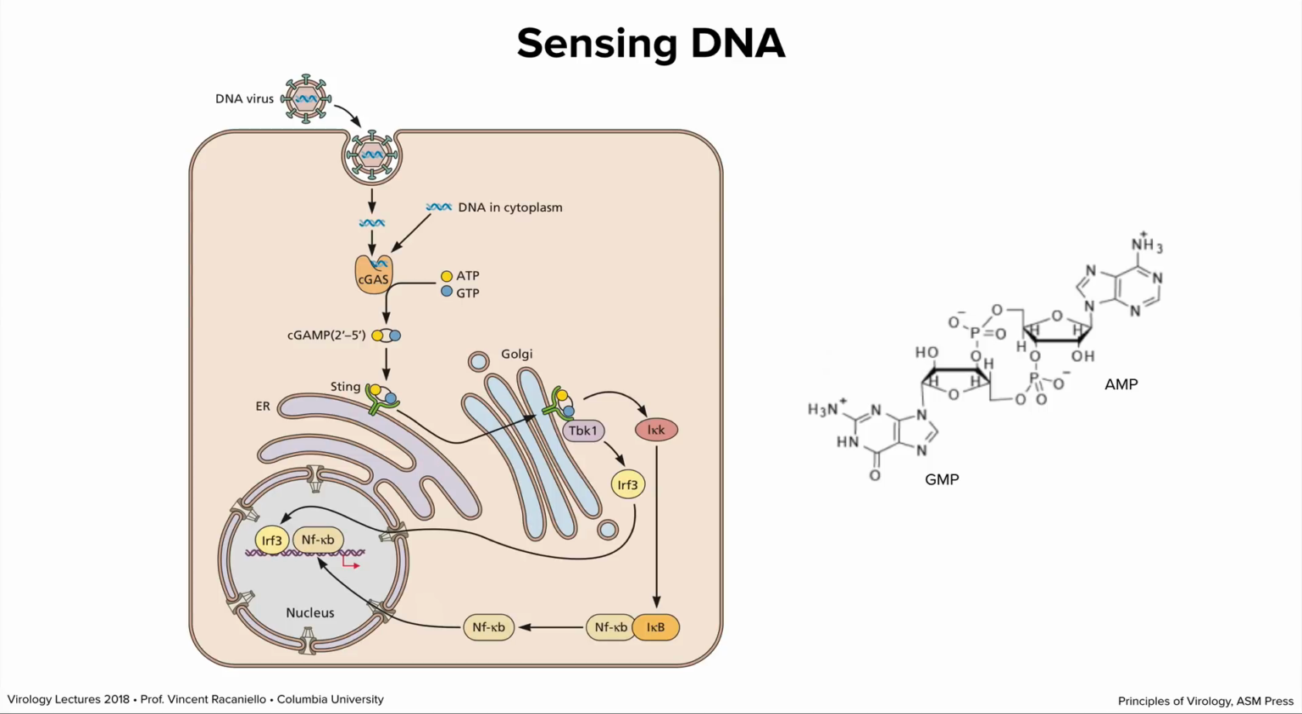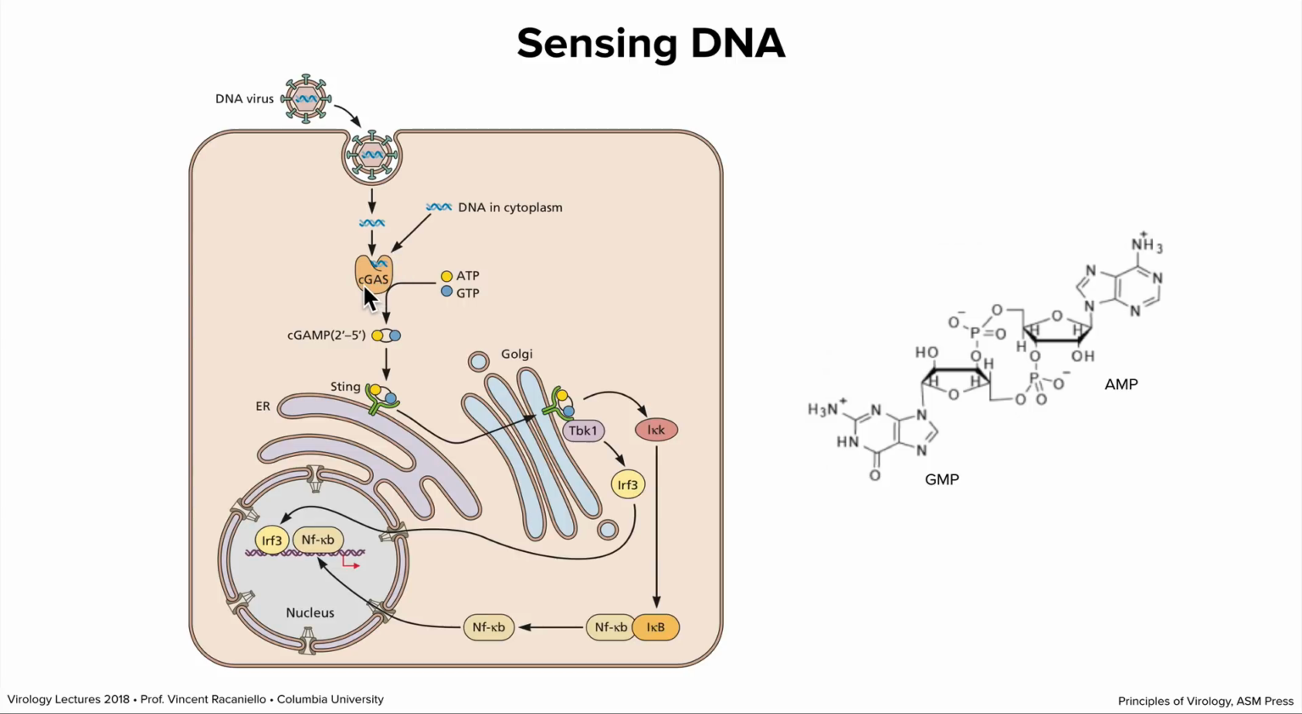DNA can also be sensed. There are a number of different pathways for sensing DNA, and one of them, a major pathway, is shown here. Here we see a DNA virus being taken into the cell. These DNA viruses typically end up putting their DNA into the nucleus. But in some cases, DNA may leak out of the entry pathway. So you have some DNA in the cytoplasm, and that's not good. DNA shouldn't be in the cytoplasm. It's confined in the nucleus. So when DNA appears there, it is sensed by a protein called cGAS.